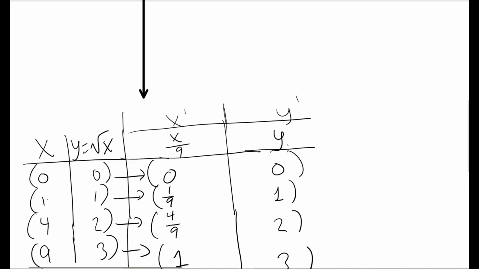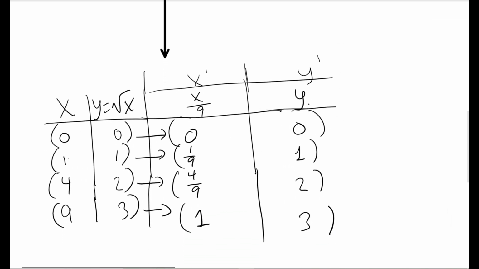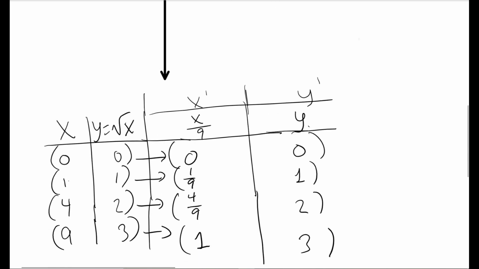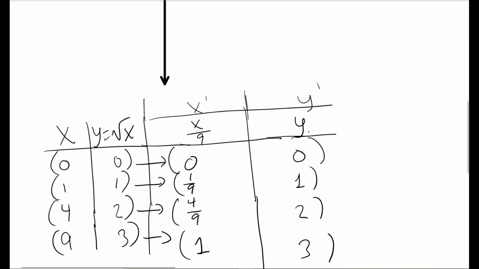Alright, so let's go ahead and start. So we got 0, 0, and let's label our x-axis. So we got all the way to x equals 1, and 2, and then we got y all the way to 3. Here, let me go ahead and undo that. Okay, so -1 and -2. So we have 0, 0. And we have 1/9 and 1.